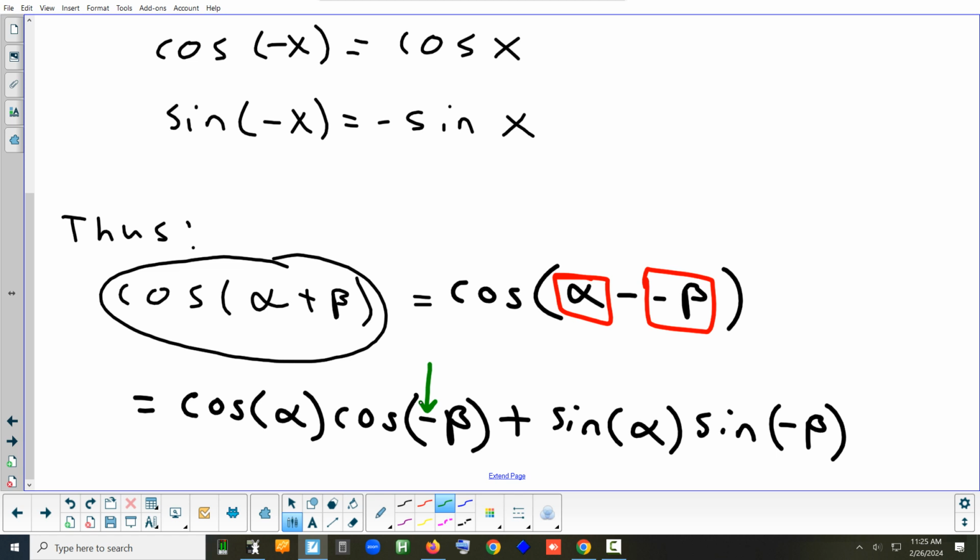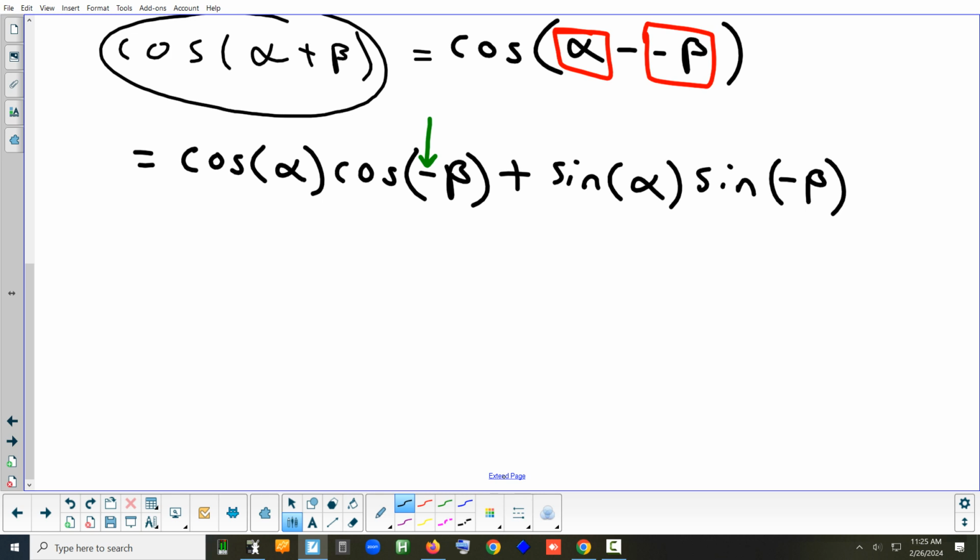For the cosine, the rule is that the negative just doesn't matter. It's going to be the same whether it's negative beta or positive beta. So for the negative there, we just get rid of it. Doesn't make a difference.